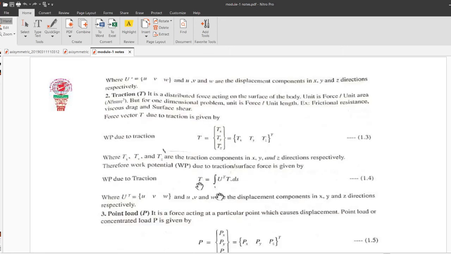Finally, the work potential due to traction force becomes displacement into force. Displacement is u, into the force, that is the traction force T, which acts along the surface. That's why dS will be there. Therefore, u is the same displacement along the x, y, z directions, that is u, v, w.